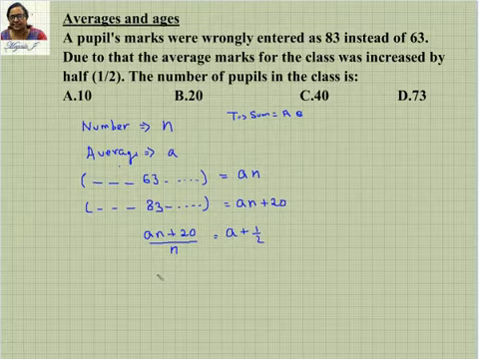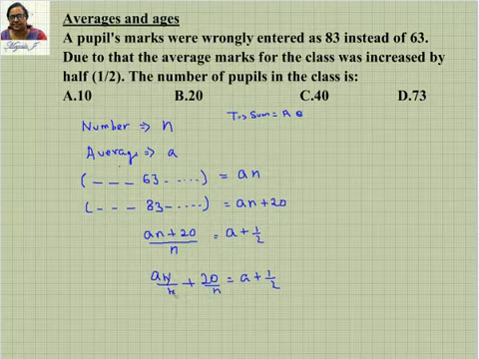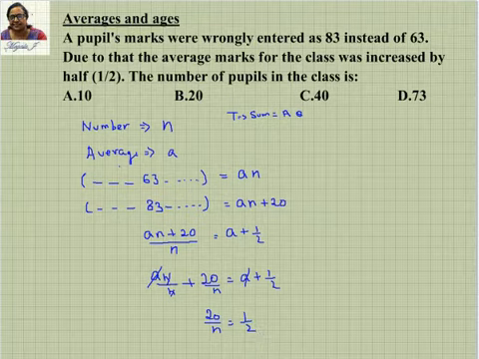So I'll just take out this: A n by n plus 20 by n equals A plus 1 by 2. So this n will get cancelled. And also this A and A will get cancelled. So finally, what you have is 20 by n equals 1 by 2. Or we can say n equals 40.